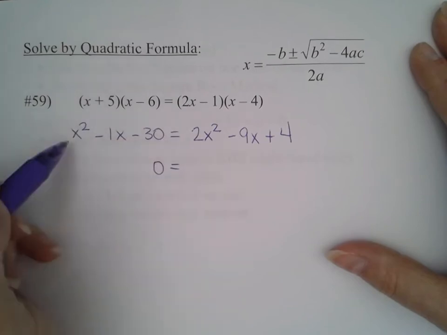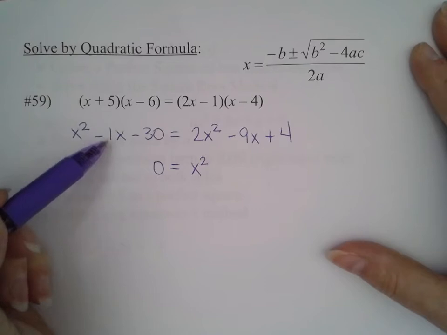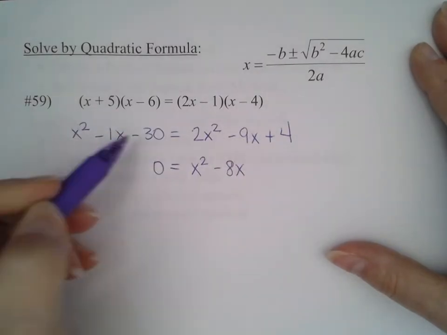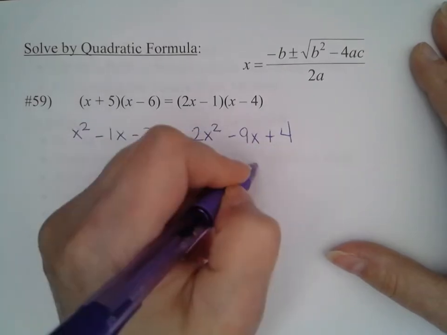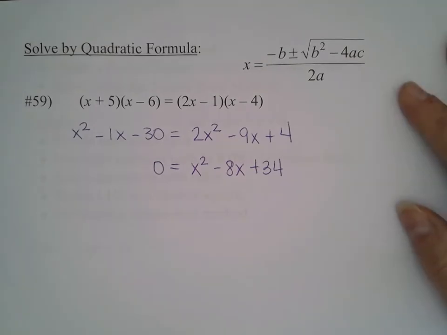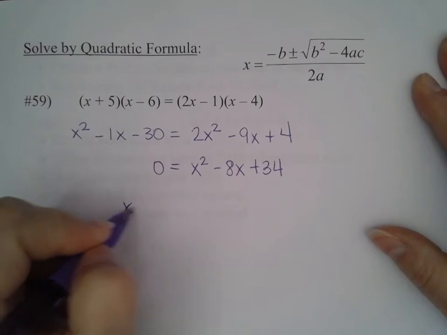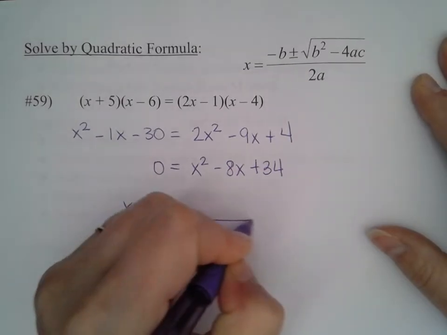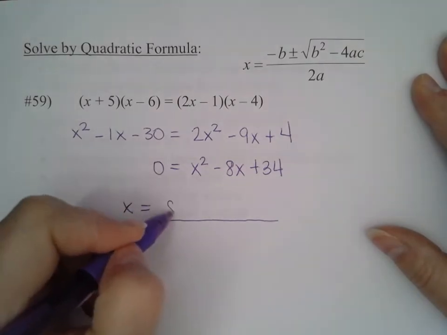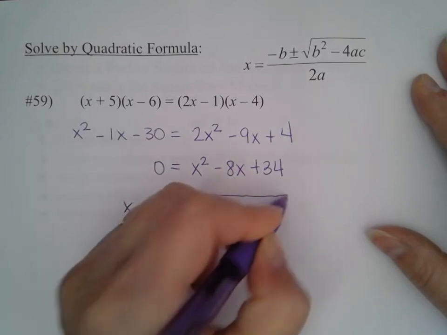2x squared minus x squared would be x squared. Negative 9x plus 1x would be negative 8x. And 4 plus 30 would be 34. And then I'm going to use the quadratic formula to solve from here. So I have the opposite of b. b here is negative 8. So the opposite would be positive 8. Plus or minus the square root.